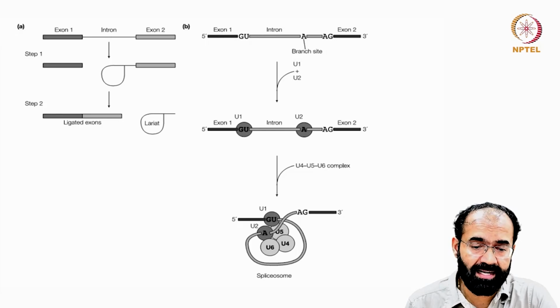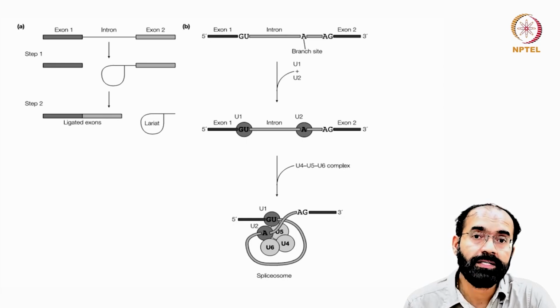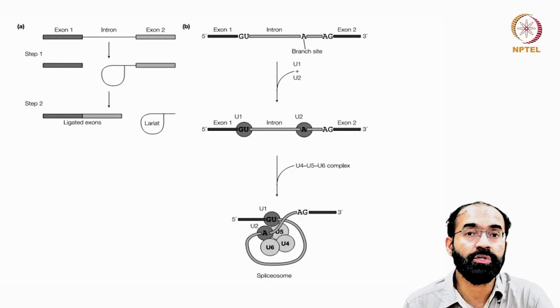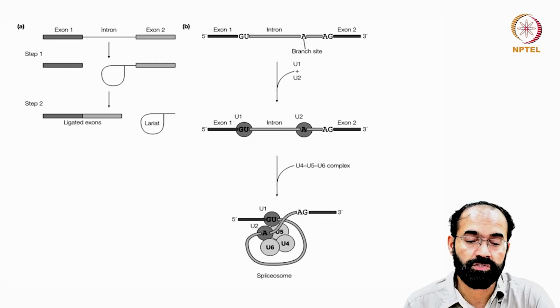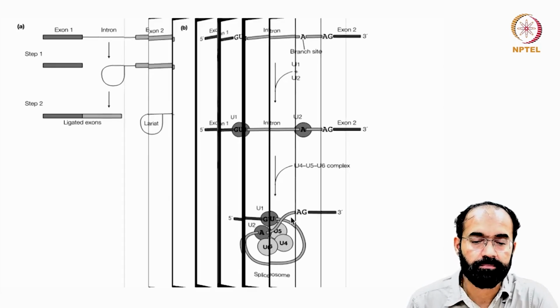U1 and U2 snRNA come and occupy the exon-intron boundary and then the branch point. This pairing is also important for the proper folding of the intron, because as I told you, introns can be huge. They can be thousands of kilobases, much larger than the exons. So if the ends have to come closer, the RNA that contains the intron sequence has to fold, which is assisted by the spliceosome, so that the trans-esterification reactions can happen smoothly.